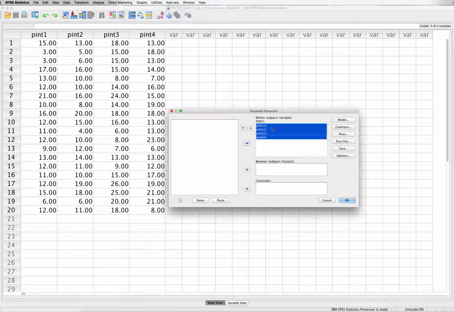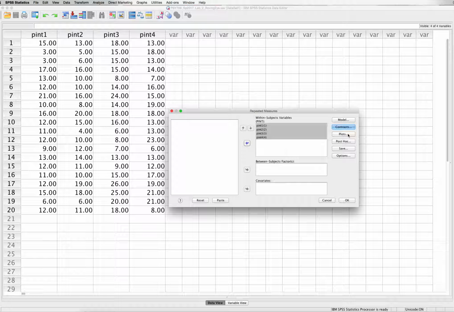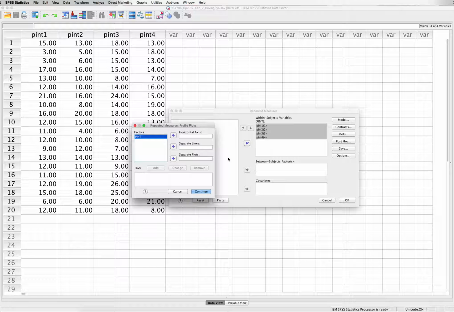Note that SPSS codes 1 as pint 1, 2 as pint 2, and so on and so forth. You're not going to select anything from the model menu. For the contrast though, we have to specify what kind of contrast we're running. Since we are interested in repeated contrast, that's what we're going to select, and make sure you hit the change button. Continue. For plots, we are not interested because we have just one IV.